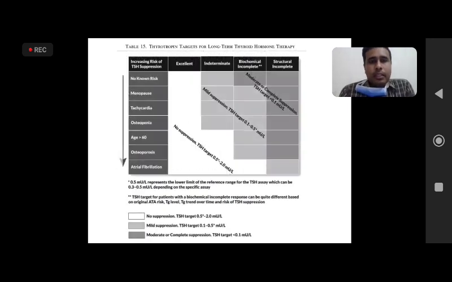So this is the picture from the ATA. This gives us an idea about how to keep the TSH suppression in different dynamic risk categories, along with the factors which we take into consideration before deciding the TSH target. Like if the patient is a postmenopausal woman, if the patient has osteopenia and the age is more than 60, osteoporosis or atrial fibrillation, these are the risk factors which we should consider before deciding the TSH target for the particular risk category.